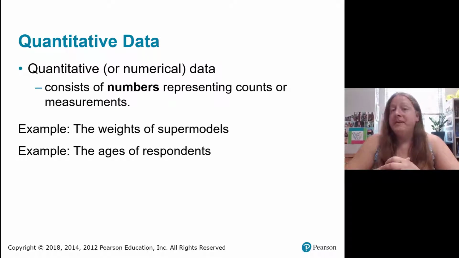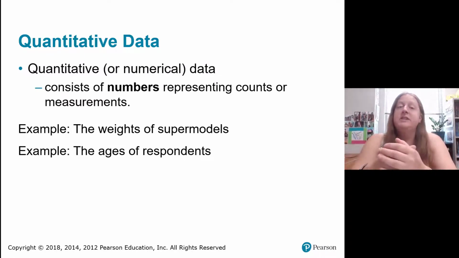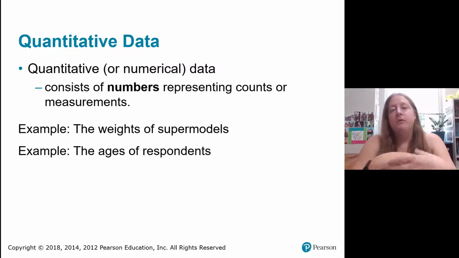When we talk about data, one of the classifications that we could give to data would be to call it quantitative data. When we talk about quantitative data, we're talking about numerical data, data that consists of numbers representing counts or measurements. So weights or ages, things like that are quantitative data.